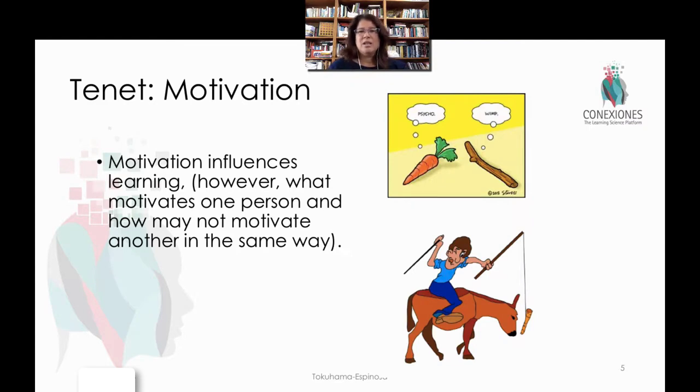And we say to ourselves, we know what makes us click, what makes us work, and then we try to do that to our students. But it might not have the same effects, because motivation is highly personalized.